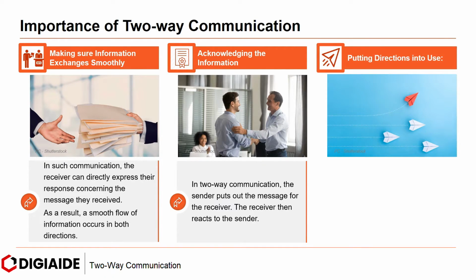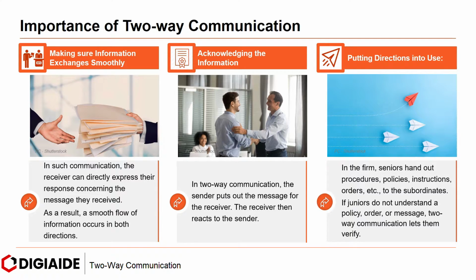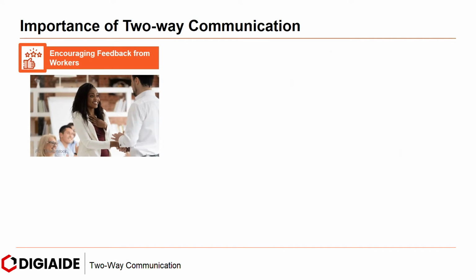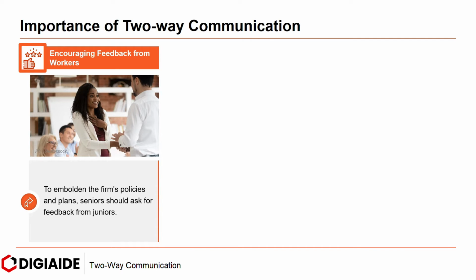Next, putting directions into use. In the firm, seniors hand out procedures, policies, instructions, orders, etc. to the subordinates. If juniors don't understand a policy, order, or message, two-way communication lets them verify. Next, encouraging feedback from workers. To embolden the firm's policies and plans, seniors should ask for feedback from juniors.